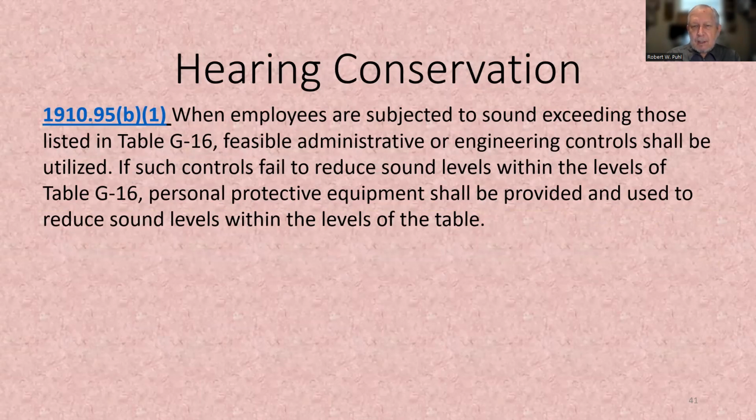When employees are subjected to sound exceeding those listed in table G16, which we'll talk about, feasible administrative or engineering controls shall be utilized. Here you go, administrative or engineering controls. Heard them before? If such controls fail to reduce sound levels within the levels of G16, personal protective equipment shall be provided and used to reduce sound levels within the levels of the table. As I discussed a little bit, you can do some engineering controls and administrative controls to reduce noise in the workplace. Another administrative control you can use is rotate people around. But if all else fails, guess what? What's the bottom line? PPE.